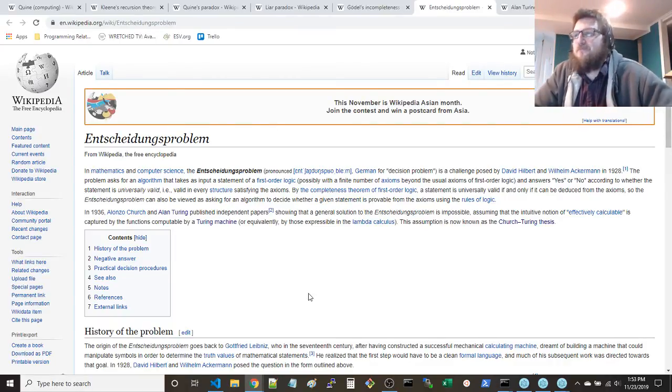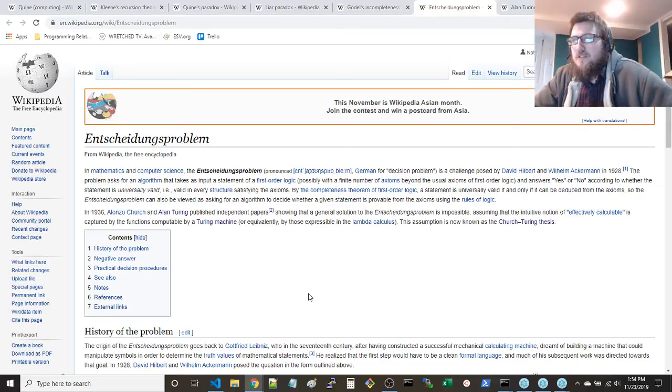The Entscheidungsproblem, a challenge posed by Hilbert and Ackermann in 1928. An algorithm that takes as input a statement of first order logic, possibly with a finite number of axioms beyond the usual axioms of first order logic, and answers yes or no according to whether the statement is universally valid in every structure satisfying the axioms. By the completeness theorem of first order logic, a statement is universally valid if and only if it can be deduced from the axioms, so the Entscheidungsproblem can also be viewed as asking for an algorithm to decide whether a given statement is provable from the axioms using the rules of logic.